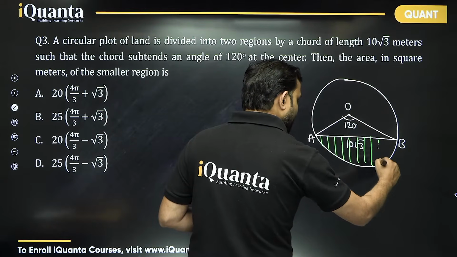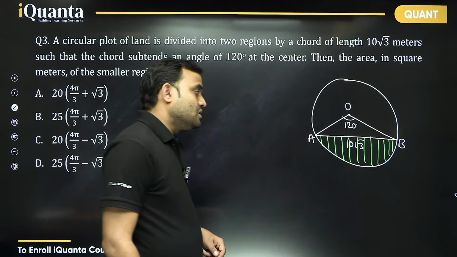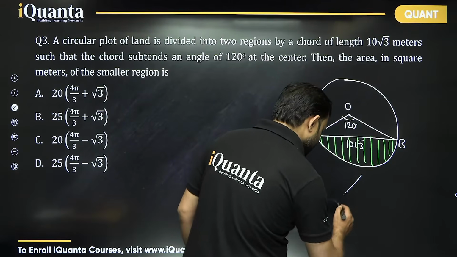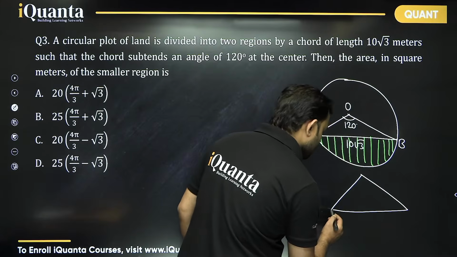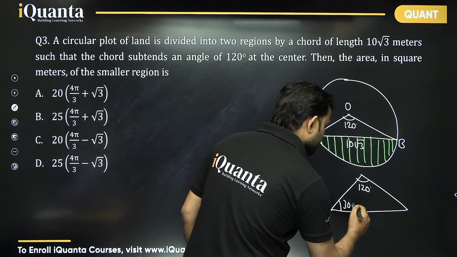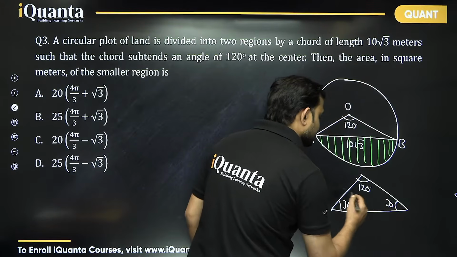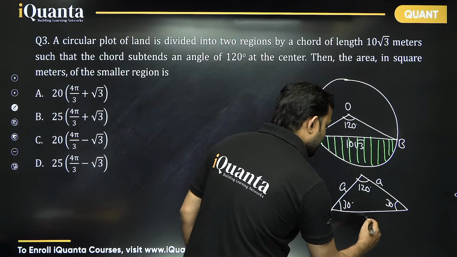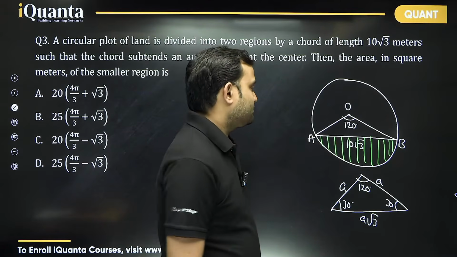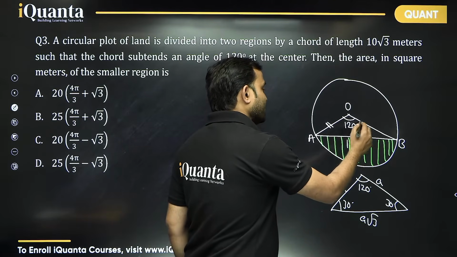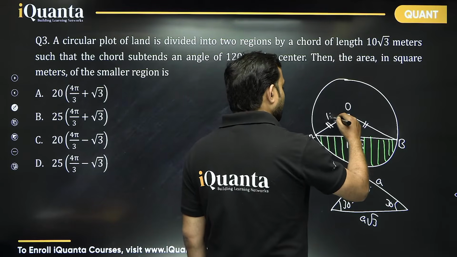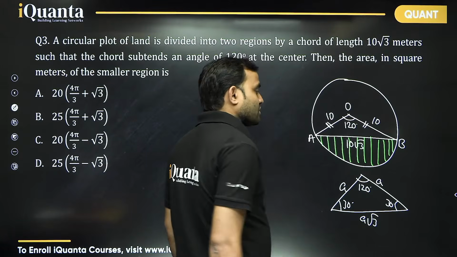We need to find the area of this region. Now what can we say? That in any triangle with angles 120, 30 and 30, the side lengths will be a, a and a root 3. So here AB is 10 root 3. OA and OB are nothing but the radius, right? So OA will be equal to 10. OB will also be equal to 10.